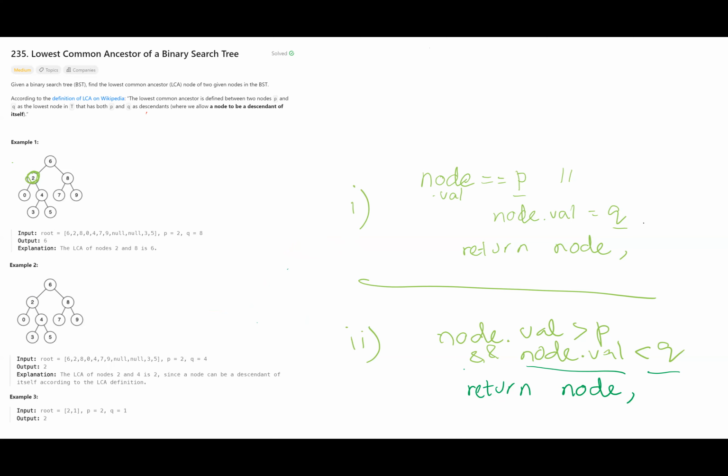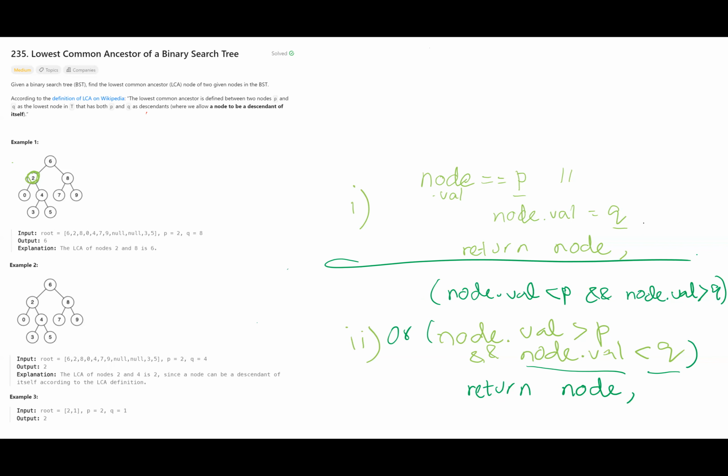The same case is the opposite: node.value might be less than P and node.value is greater than Q. The same thing, so this or this. Okay, so we got two of the things, and now let's try to code this.